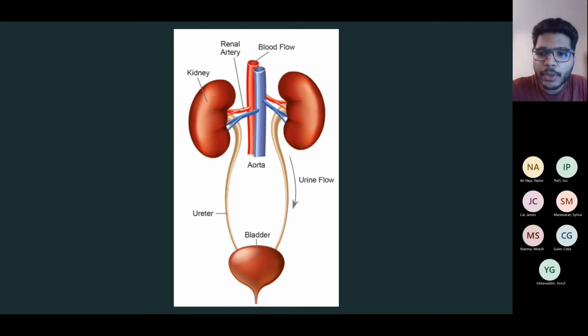Yep, good, Mock. So you can have prerenal AKI. What does that mean? Or anybody else? So you can have a prerenal AKI. How else can we categorize acute kidney injuries?